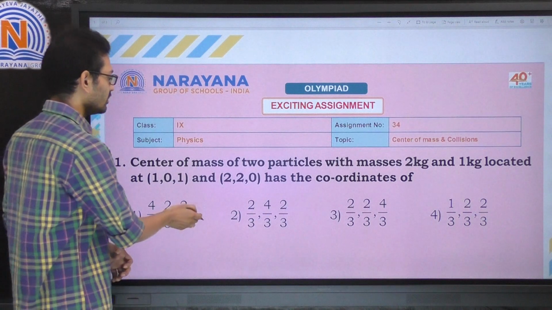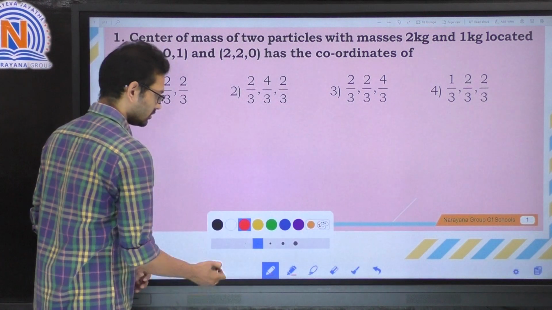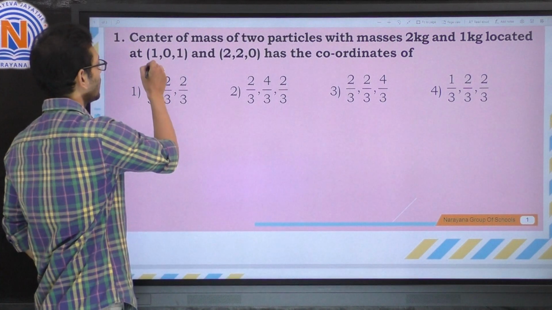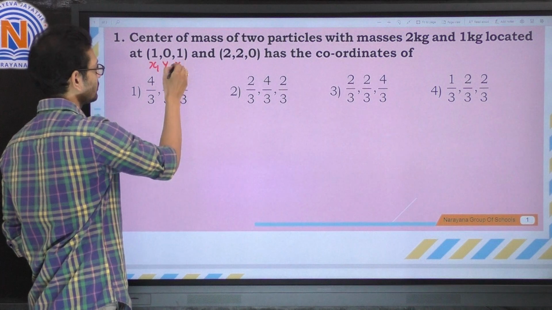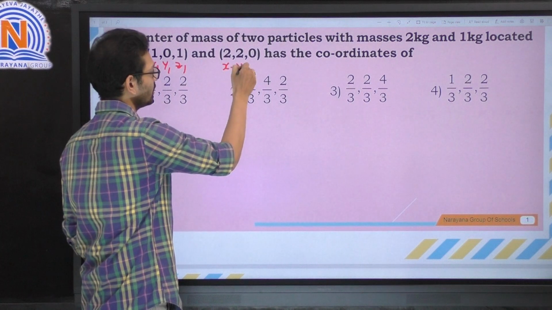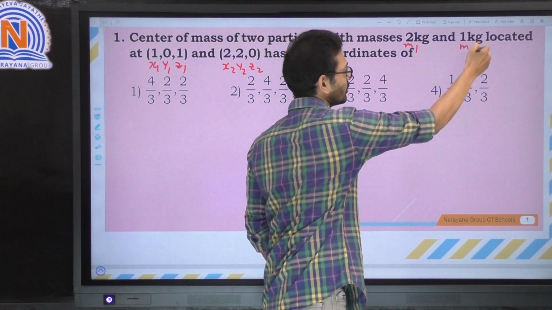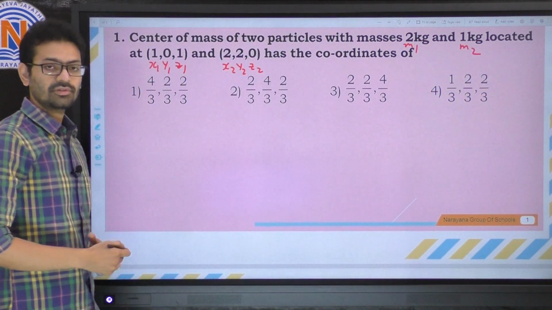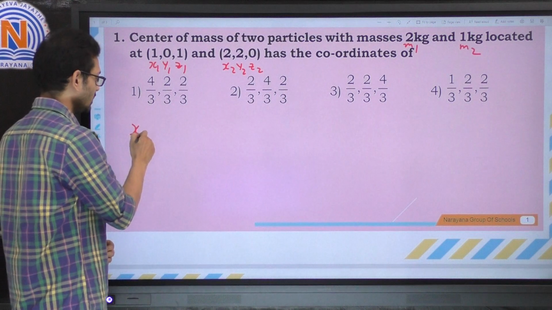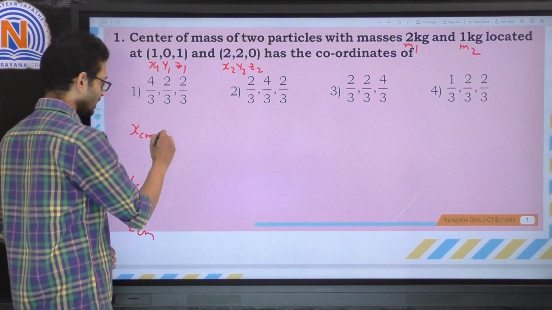So here they have given you coordinates. Let us talk about those coordinates right now. The coordinates which are given to you are like this: x1, y1, z1, and this one is x2, y2, z2, and this one is m1, m2. Now such kind of questions have to find, as we have all the coordinate axes, x center of mass, y center of mass and z center of mass. We will get 3 points from this.